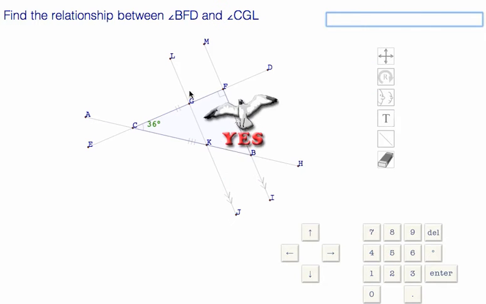Okay, BFD, which is this angle, and CGL. So C to G to L. All right, and with 90 degrees it's kind of hard to see, but these are on alternate sides of the transversal, okay, and on the exterior of your two parallel lines. So alternate exterior.